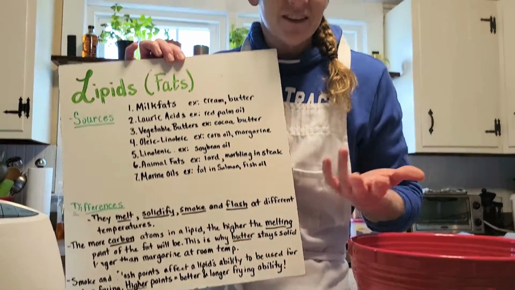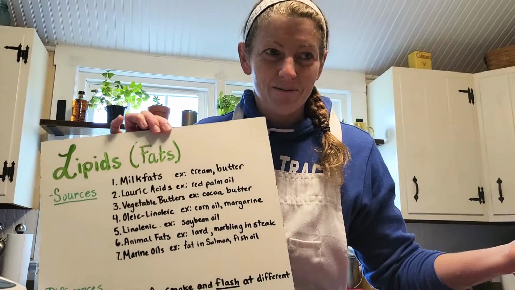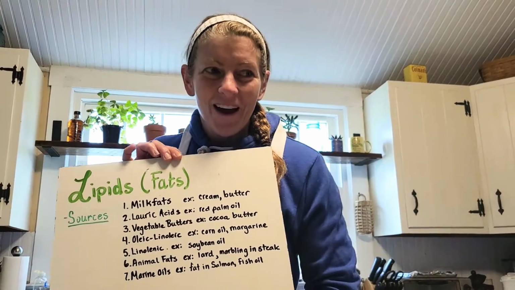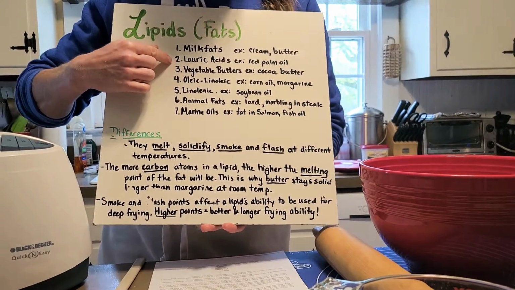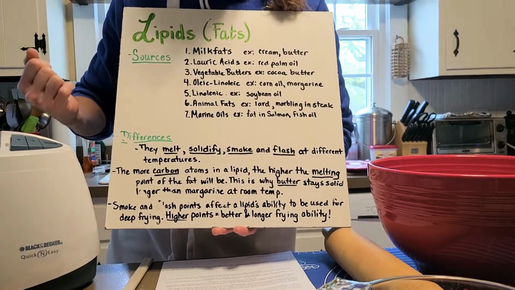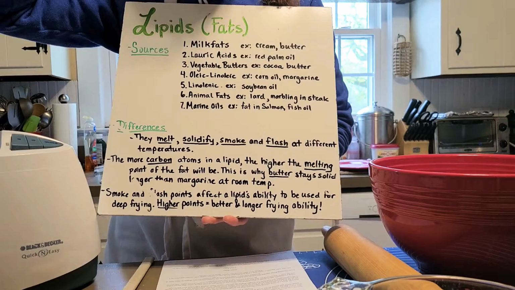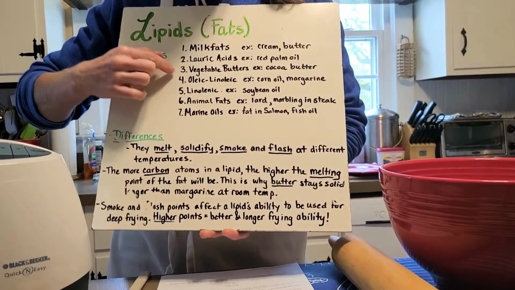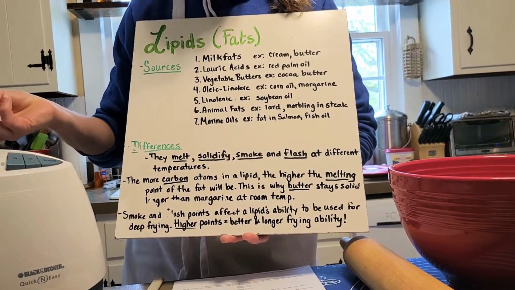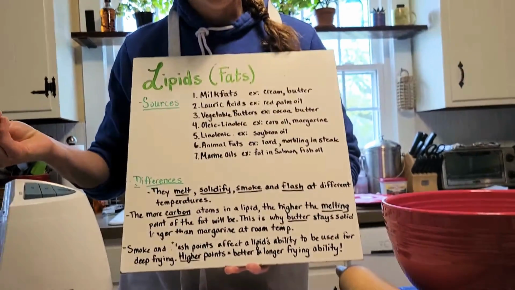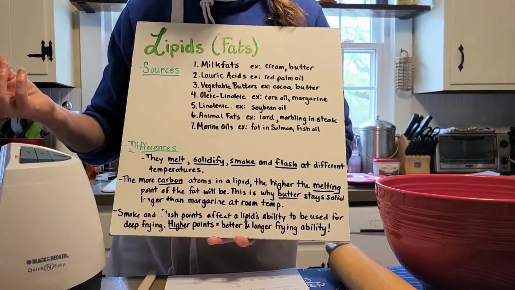Now, milk fat obviously comes from milk. The name kind of suggests what it comes from. And these are fats that are used in lots of different food products. Lauric acids, these would be things like red palm oil. That's becoming a trendy kind of fat to use for cooking. Vegetable butters like cocoa butter, coconut oil. You've probably seen that in the grocery store as well. It's a popular type of fat to cook with.